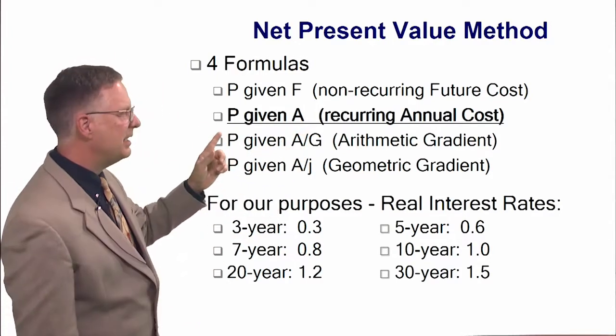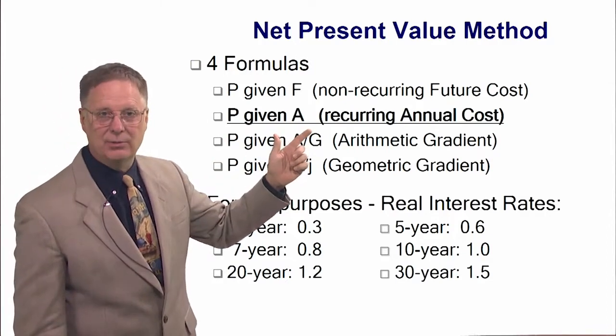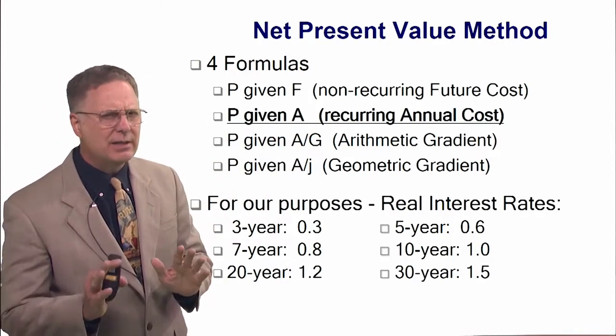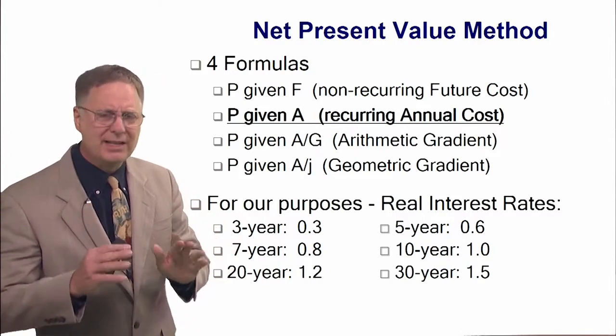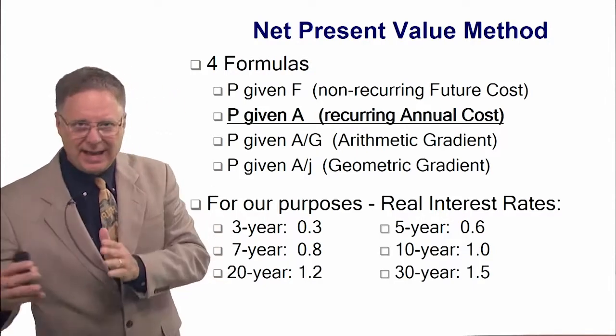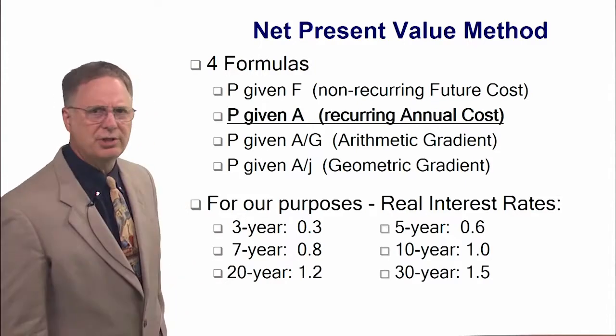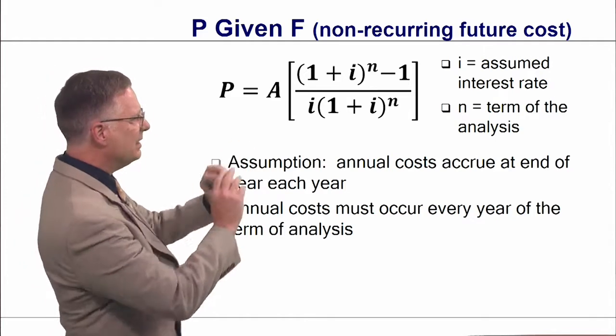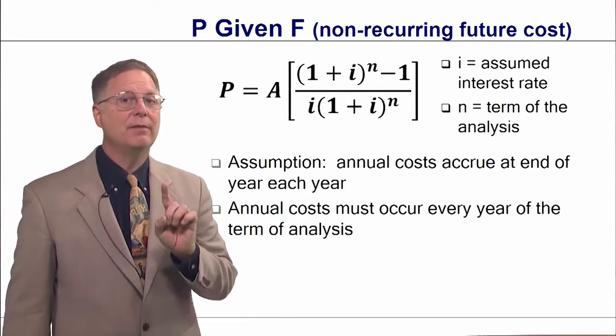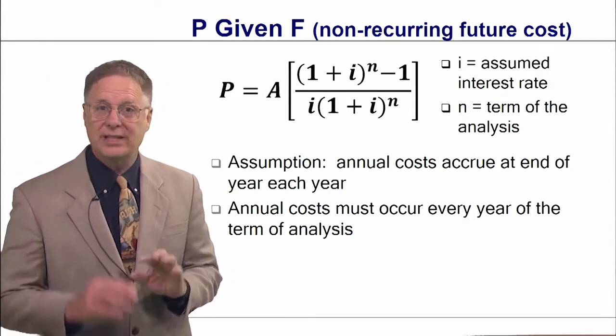In fact, you might even see P/A, which is a notation. It doesn't mean a division problem. It means P given A. And again, we're going to use the interest rates we're using for the course. So you've got this formula. It's the same variables we had before. We didn't change the variables.